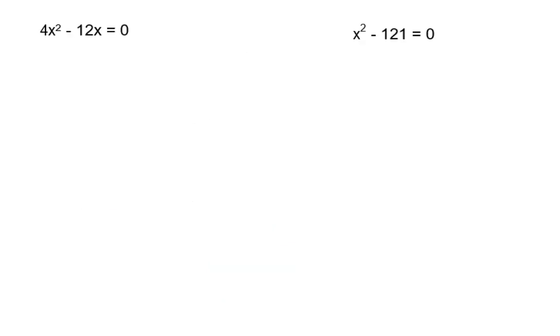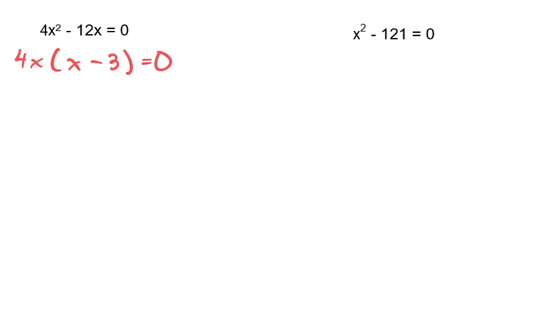4x squared minus 12x equals 0. Well, first thing we're going to do is look for a common factor between the two terms. So what is common first between the numbers, between the 4 and the 12? A 4 is definitely common because they're both divisible by 4. And in fact, x is common to both of these as well. So if we factor out 4x, we end up with x minus 3 equals 0.